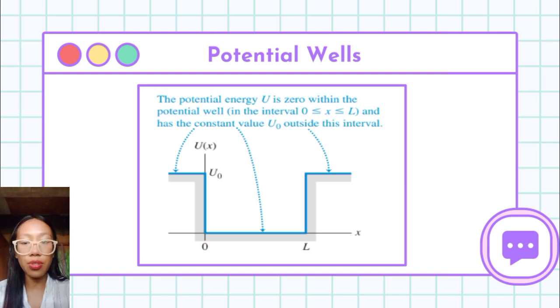The picture shows a potential energy function that is zero in the interval and has the value U0 outside this interval. This function is often called a square well potential. The square well potential could serve as a simple model of an electron within a metallic sheet with thickness L, moving perpendicular to the surfaces of the sheet.